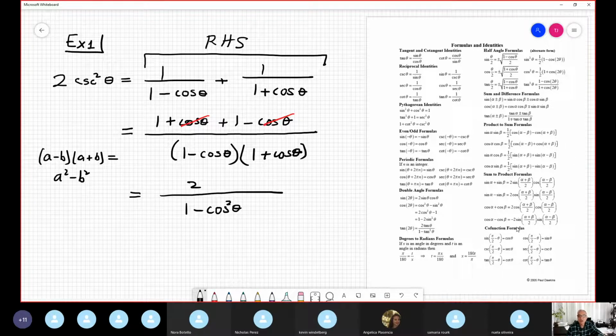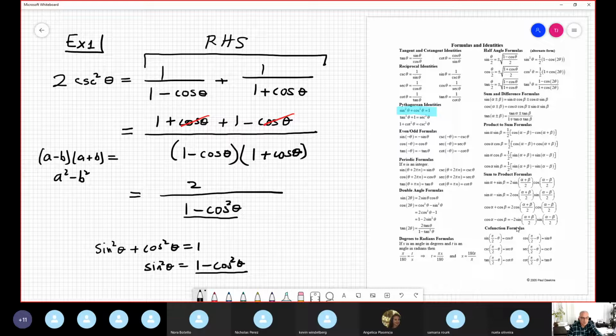Then I take advantage of this trigonometric Pythagorean identity. This trigonometric Pythagorean identity says that sine square theta plus cosine square theta equals 1. Therefore, sine square theta is equal to 1 minus cosine square theta. So I solve for sine because this looks similar to this, right? Similar, no, identical. This is the idea. Now I replace 2 over sine square theta.